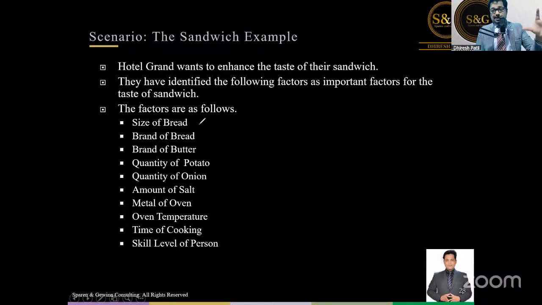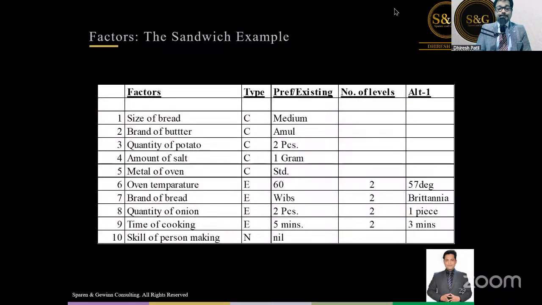All the team members came together and they found almost 10 to 12 factors. Now imagine if we take 12 factors for experiment, and multiply by replication, how many runs we have to do, right? So they decide to go with 3 to 4 critical factors. Size of bread, brand of bread, etc., all the factors, out of which they decide this. Look at this.